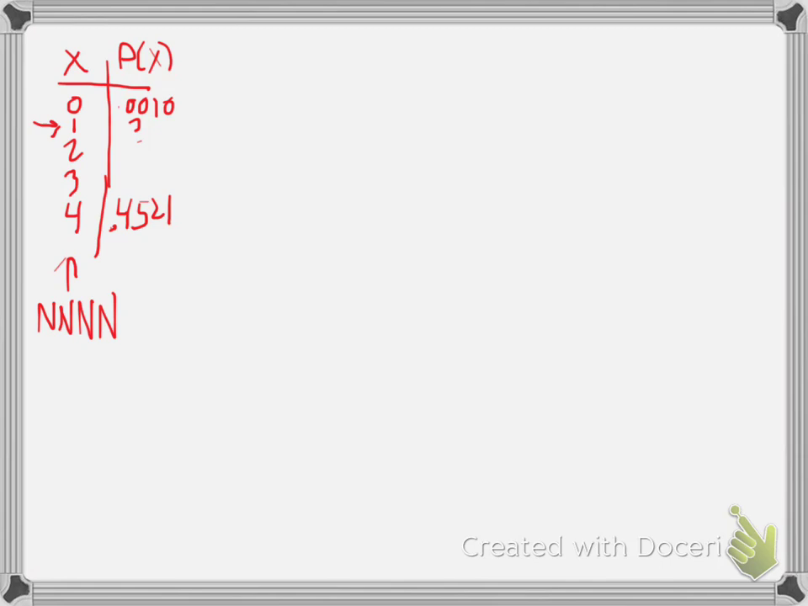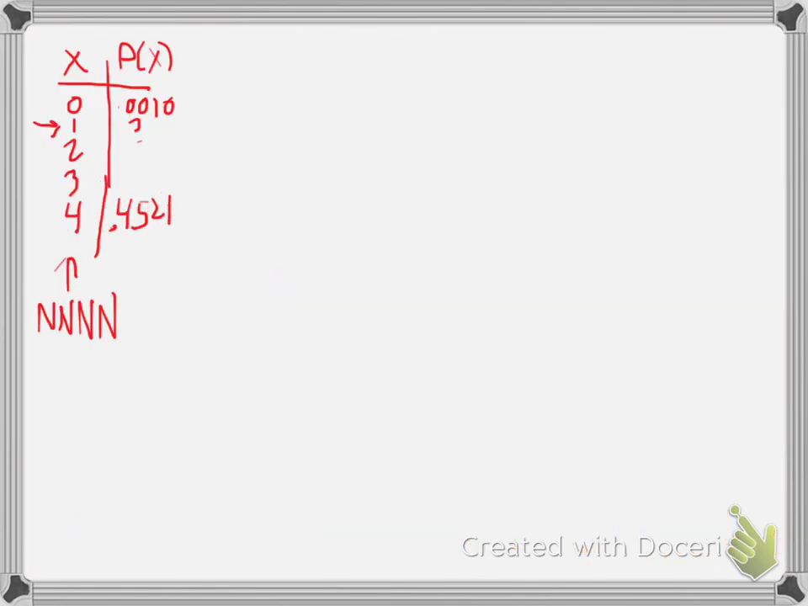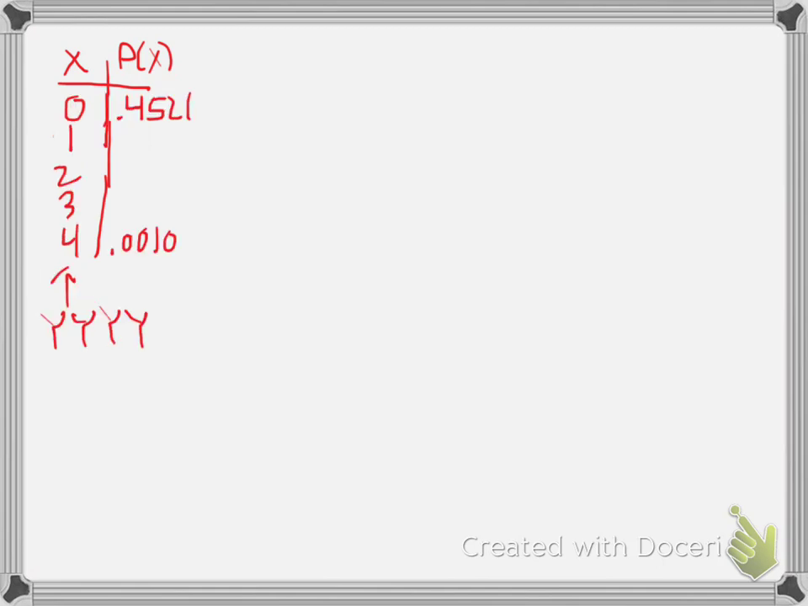Actually, I think I have these probabilities backwards. Let me check really quick. Yeah, I'm sorry. Let me pause this and fix. Okay, excuse my error. I made a couple corrections to the table.